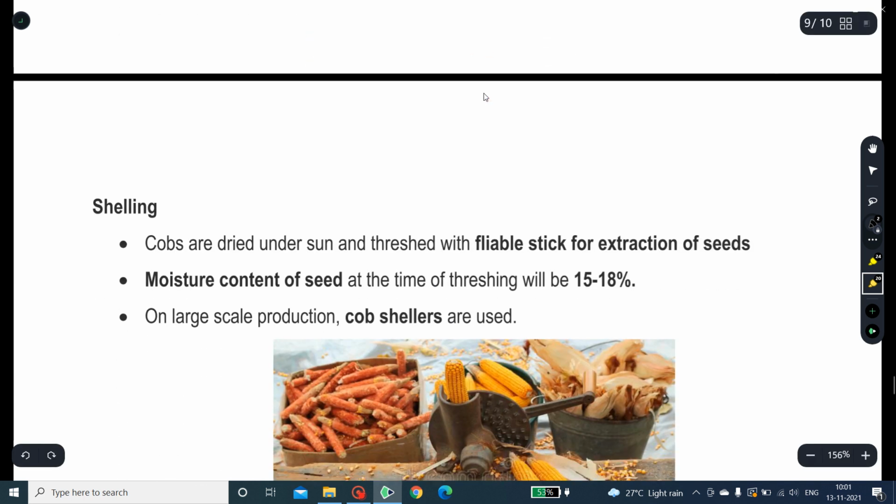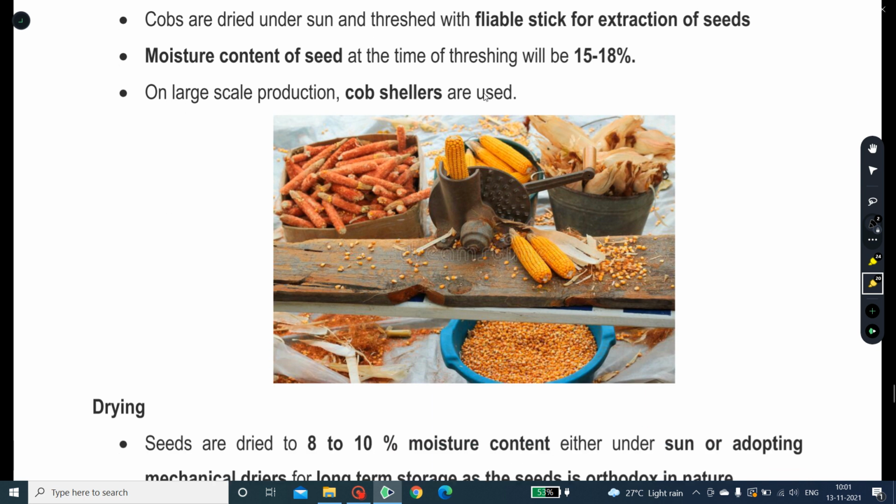And the next one is shelling. Here the cobs are dried under sun and threshed with a pliable stick for extraction of seeds, and the moisture content at the time of threshing is 15 to 18% only. On large scale production, cob shellers are used, but care should be taken to avoid mechanical damage, which in turn will reduce seed quality and storability.